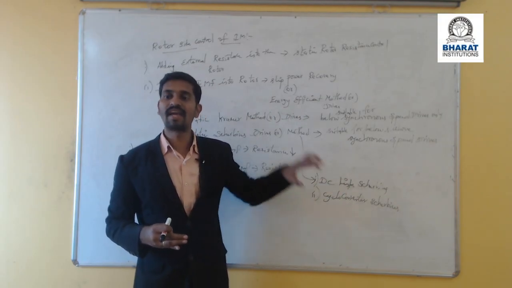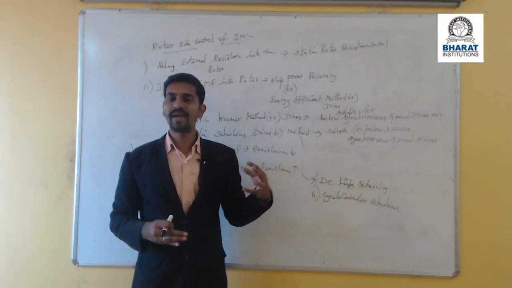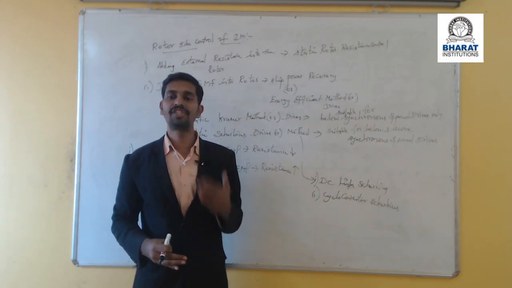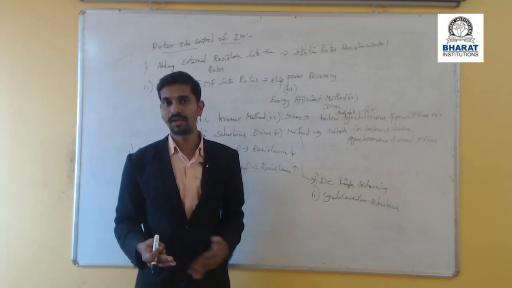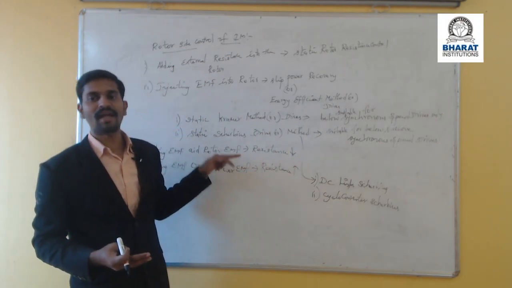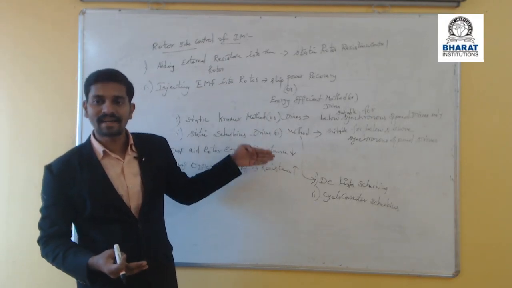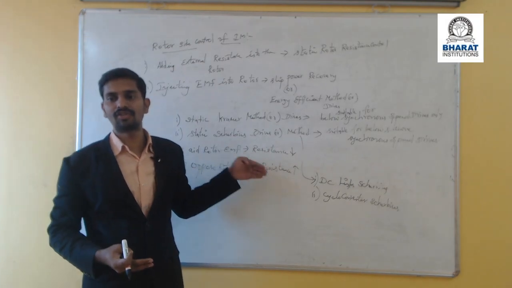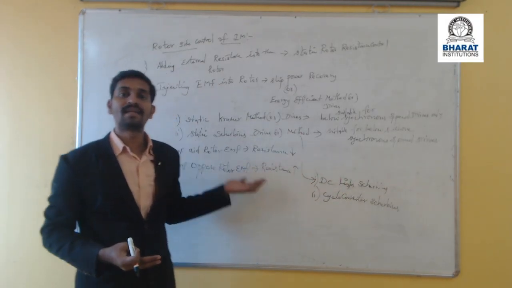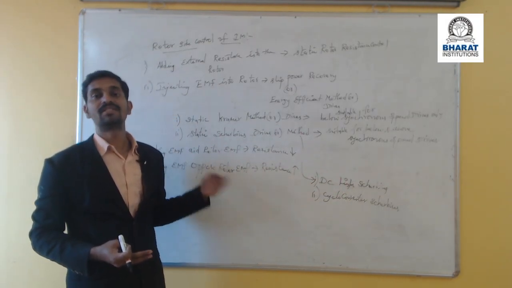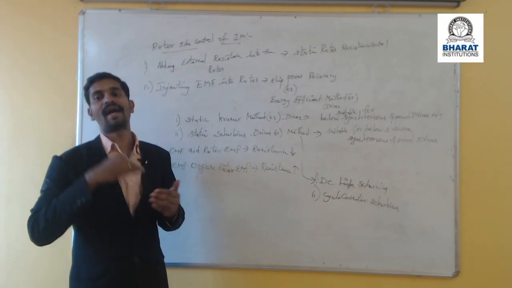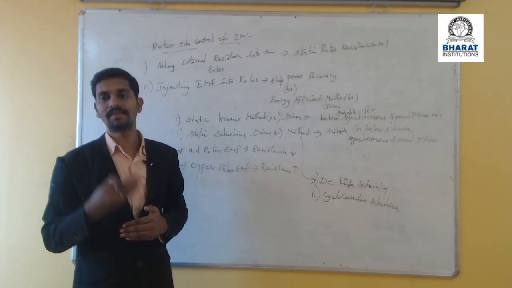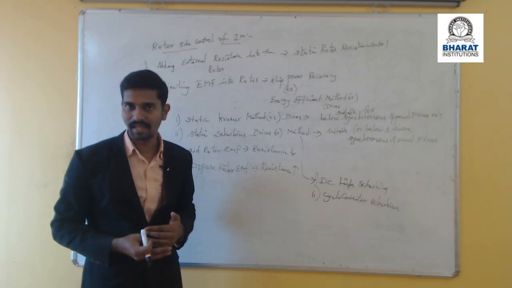Because we recover the slip power, the losses will be minimized and the efficiency of the motor will be improved. The difference between the static Kramer and the static Scherbius is that the static Kramer method is suitable for below synchronous speed control applications, but the static Scherbius drive is suitable for below as well as above synchronous speed drive control applications.